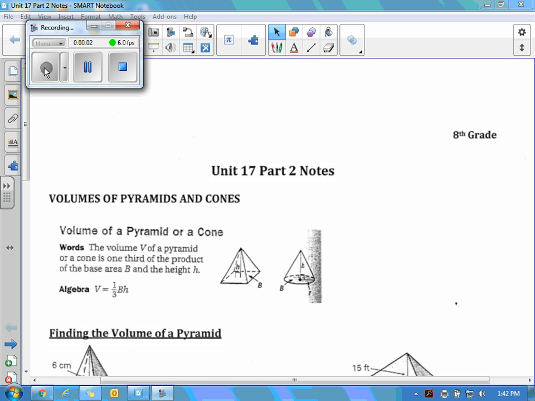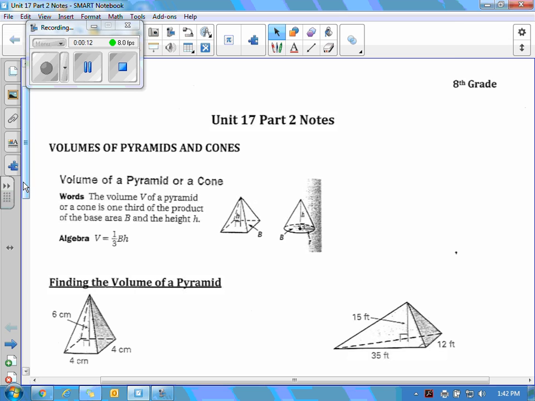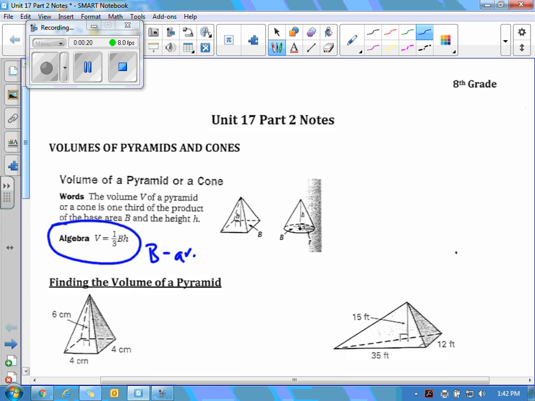In Unit 17, Part 2, we're going to finish up with volume. We're doing volume of pyramids and cones. If you look, the volume of a pyramid and a cone has the exact same formula. For both of them, it's going to be volume equals 1/3 area of the base times the height. Again, remember, capital B means area of the base.